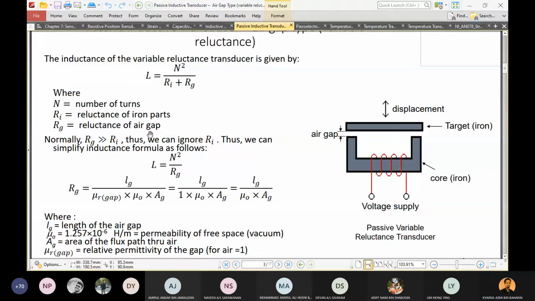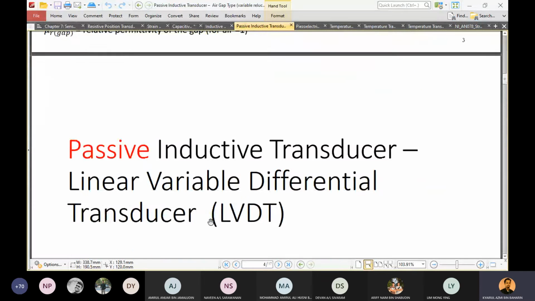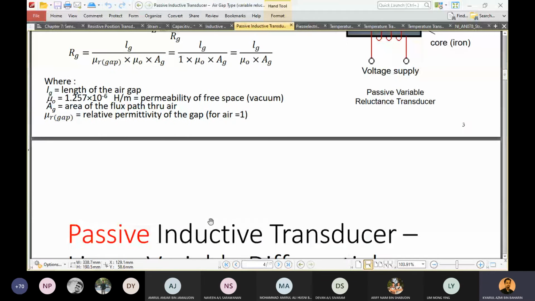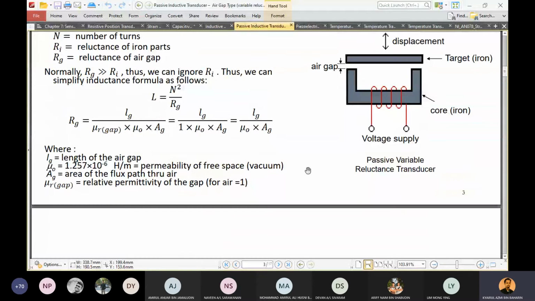Reluctance is measured using this equation for Rg. It depends on Lg, mu R, mu naught, and Ag. Lg is the length of the air gap, mu naught is this value here, Ag is the area of the flux path through the air gap, and mu R is the relative permeability. I'm going to share an example of how to solve this maybe in our next class, or maybe in the tutorial session.